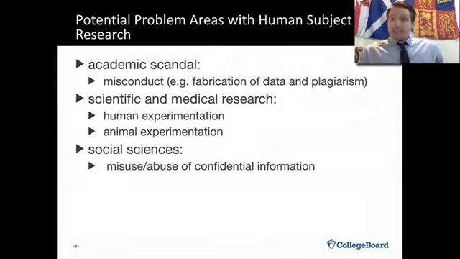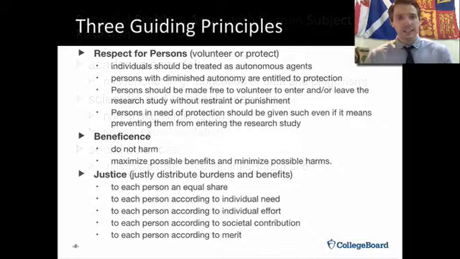Now, let's talk about ethics. Obviously, you know what plagiarism is. We've talked about that in class. We need to talk about how you're going to be conducting this research in an ethical way. There are a lot of issues with research. You have academic misconduct and plagiarizing, but you can also have issues with experimentation or misusing or abusing confidential information if you're doing interviews or focus groups or a survey. So we need to talk about some of these things.